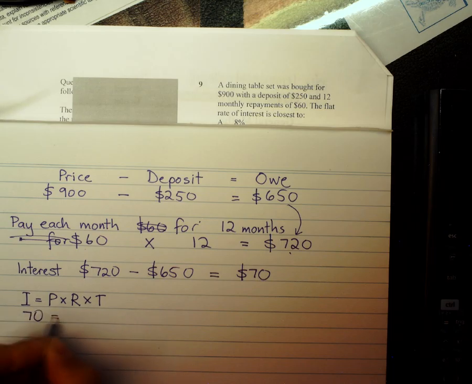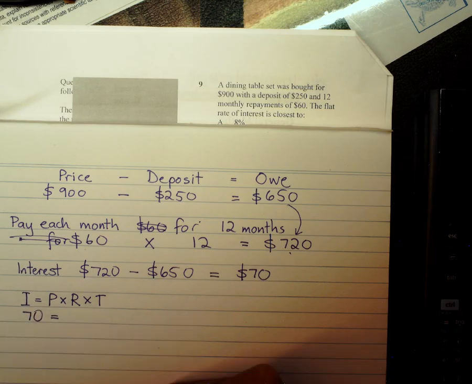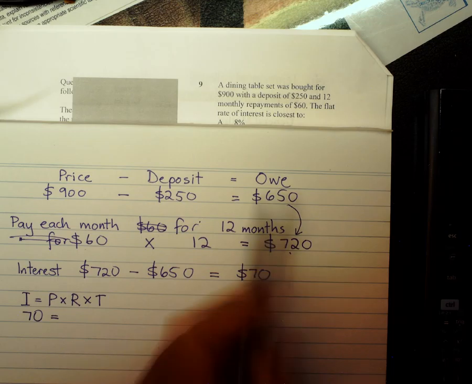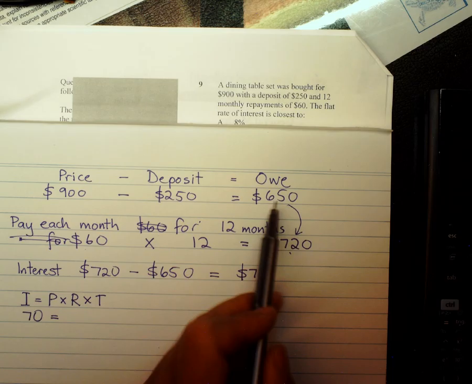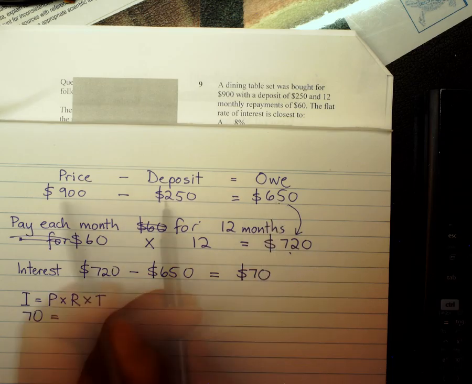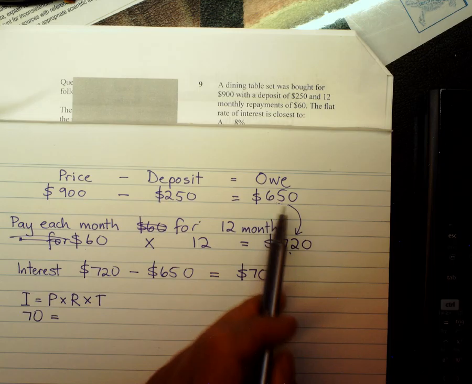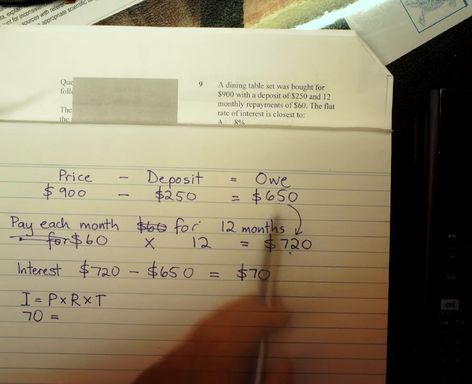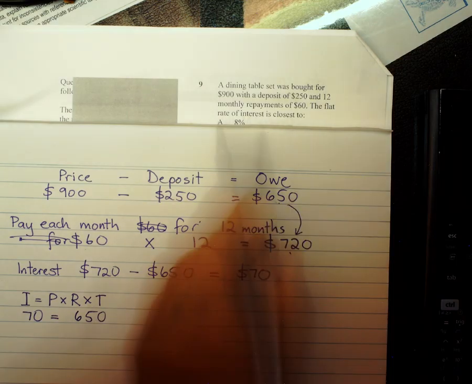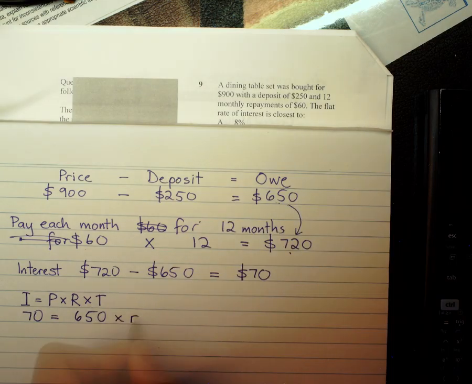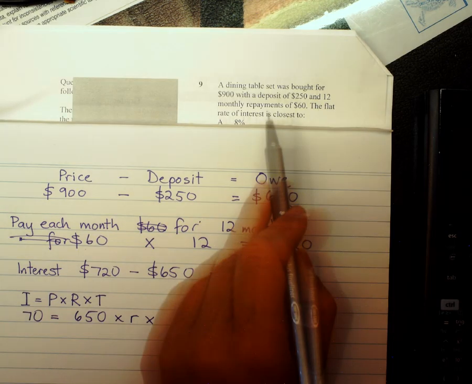The principal, the amount that the calculations are on, is $650, because that's how much money I'd owed. Because I'd paid off $250, I didn't owe them on this, I owed them on that. That's what I owed, that's my principal here. So it's $650. I'm looking for the rate. I don't know that, that's what I'm looking for. And the time, 12 monthly repayments of $60, so the time is 1 year.